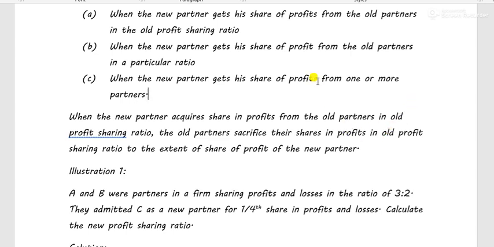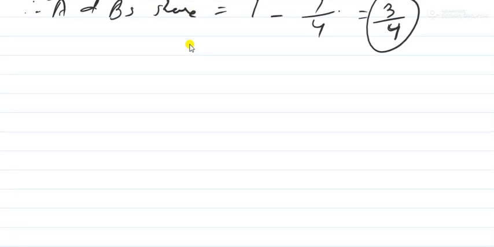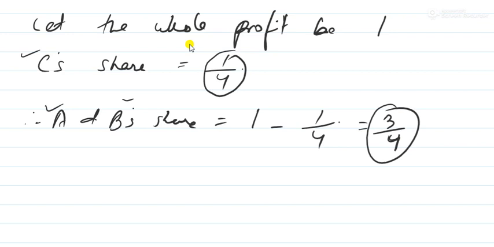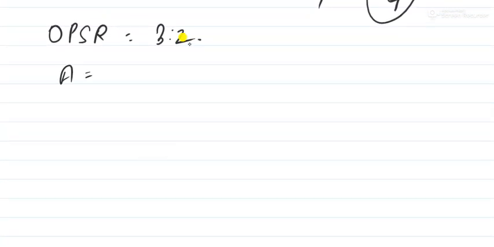When the new partner gets his share from old partners in the old profit sharing ratio, what is the meaning of this? When they tell you that he gets it in the old profit sharing ratio, then what will we do? Now we know that the old profit sharing ratio between A and B was 3 is to 2, meaning A was getting 3 by 5 part and B was getting 2 by 5 part.